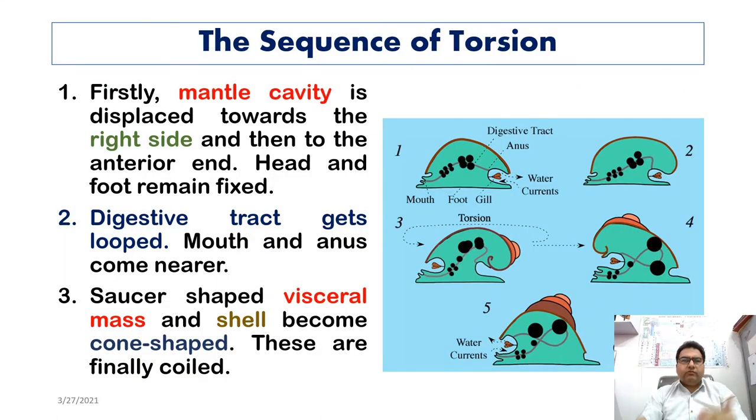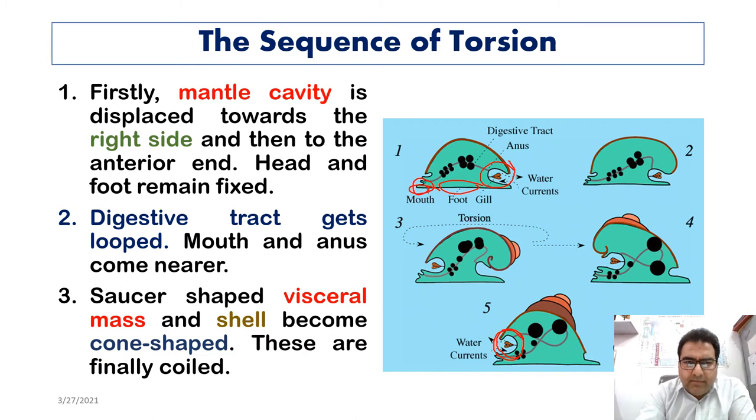Now, let us have a quick recap of the sequence of the torsion. So, it is firstly the mantle cavity which is displaced. The mantle cavity, which was on the posterior side, comes onto the anterior end. So, head and the foot remain fixed. You have to keep in mind, there is no change in the position of the head and the foot. The foot remains there, the head remains there.